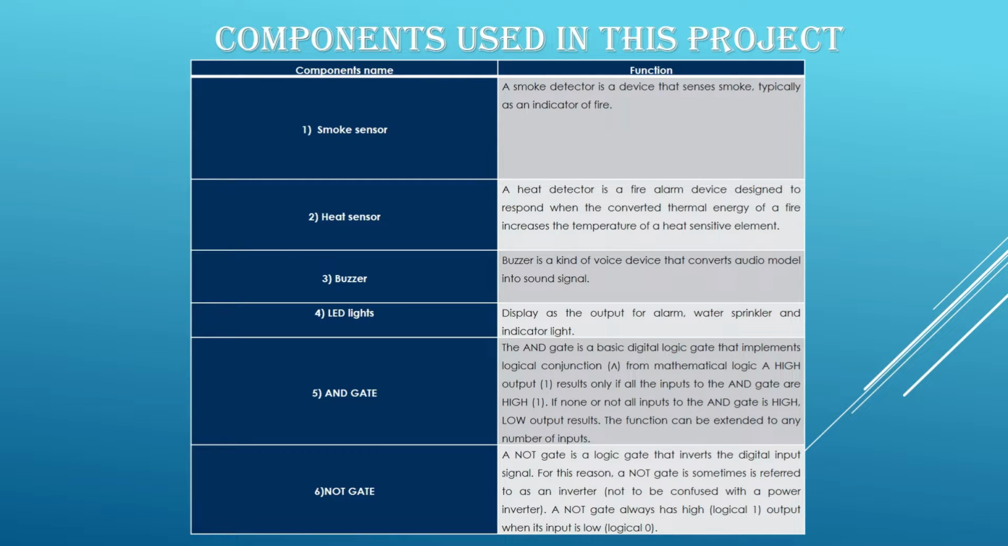So what are the components used in this project? I basically use six types of components: smoke sensor, heat sensor, buzzer, LED lights, AND gate and NOR gate. A smoke sensor is a device that senses smoke, typically as an indicator of fire. And a heat sensor is a heat detector designed to respond when it converts the thermal energy of a fire, increasing the temperature of a heat sensitive element.